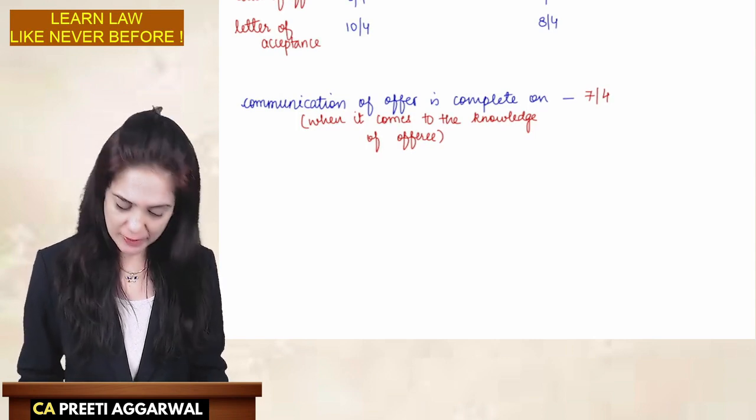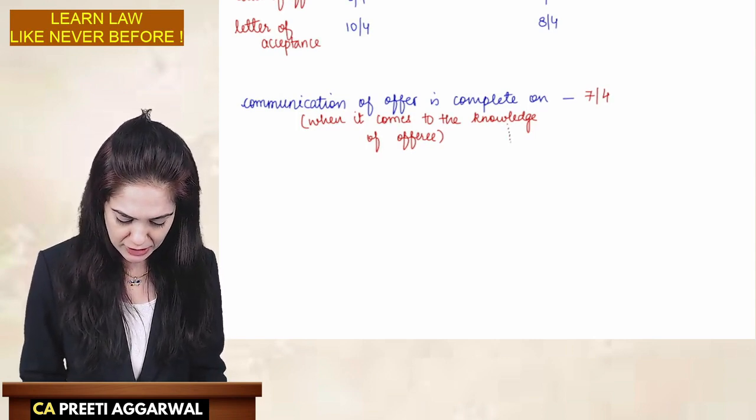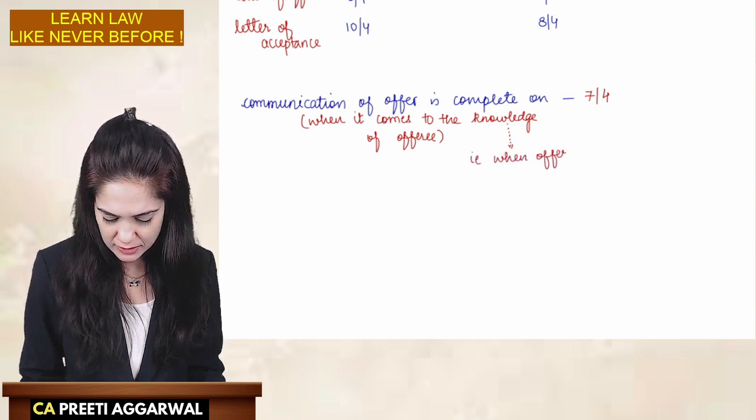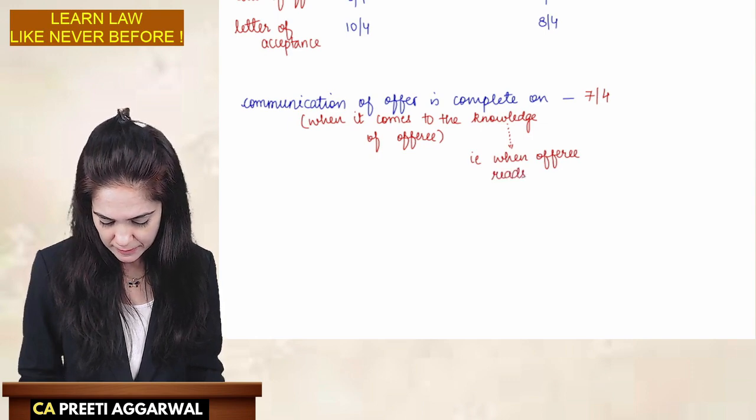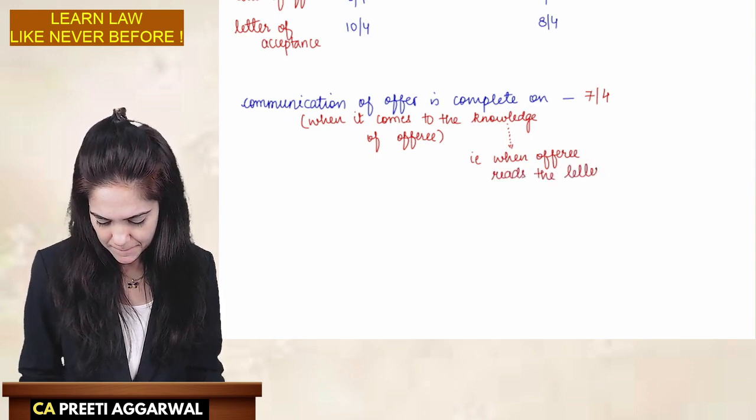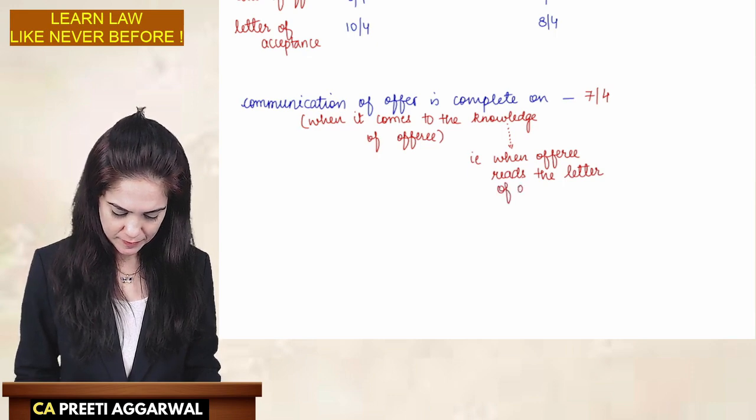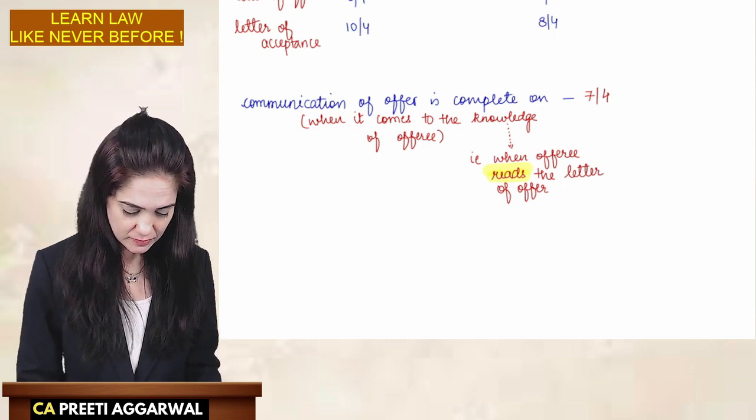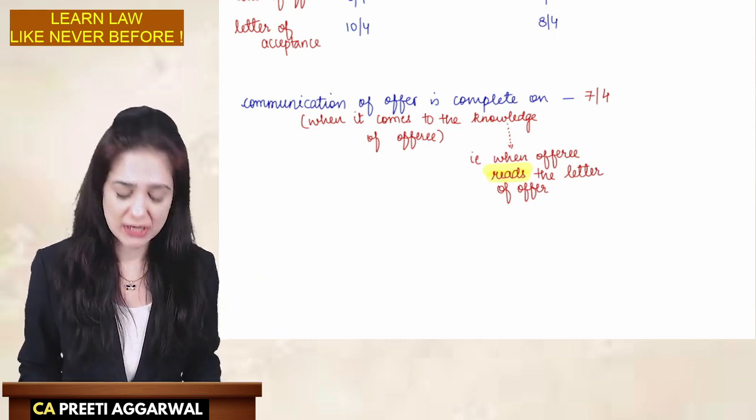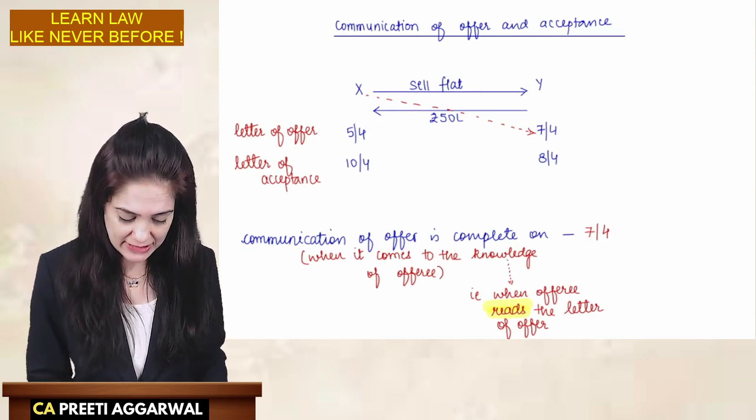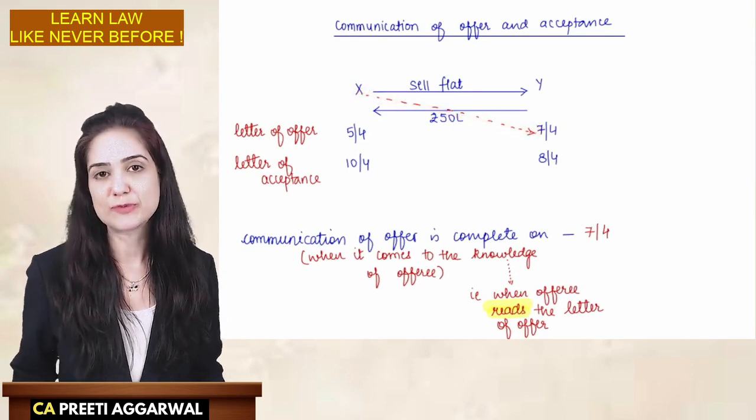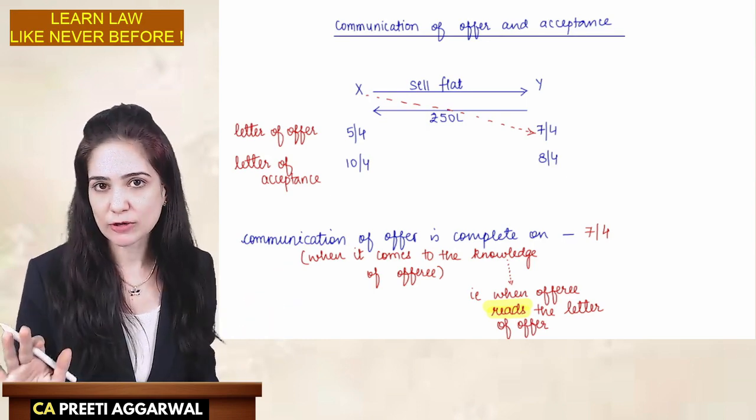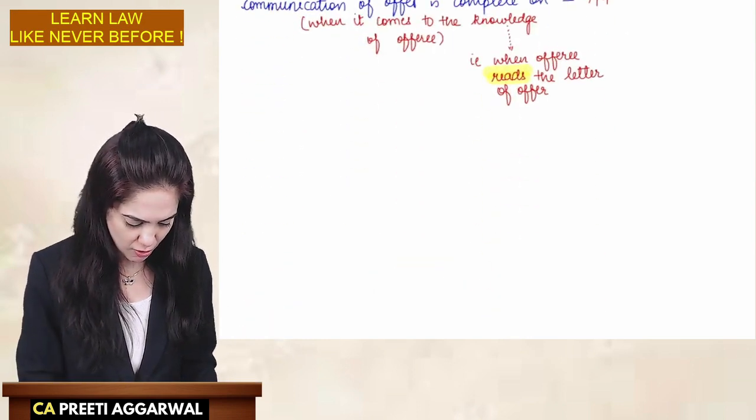Communication of offer is complete when it comes to the knowledge. What is the meaning of knowledge? That is when the offeree reads the letter. What is the key word over here? He reads the letter. Merely receiving it is not important. When he reads the letter, that is the time we can say that offer is communicated. Now he came to know about the offer. He wants to accept the offer. So write down communication of acceptance.